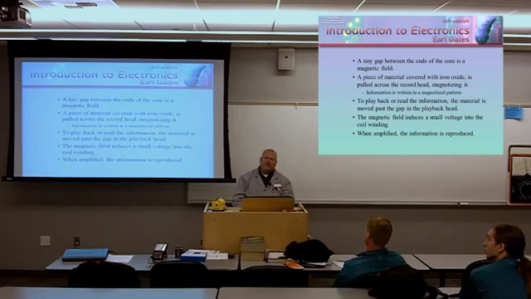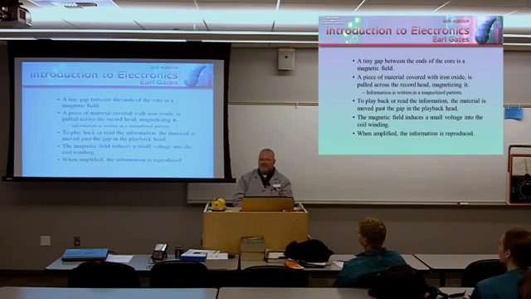So the way that magnetic tape works, that tiny gap between the ends of the core is a magnetic field. A piece of material covered with iron oxide, basically iron filings, is pulled across the record head, magnetizing it. Information is written in a magnetized pattern. To play back or read the information, the material is moved past the gap in a playback head. The magnetic field induces a small voltage into the coil winding. When amplified, the information is reproduced.